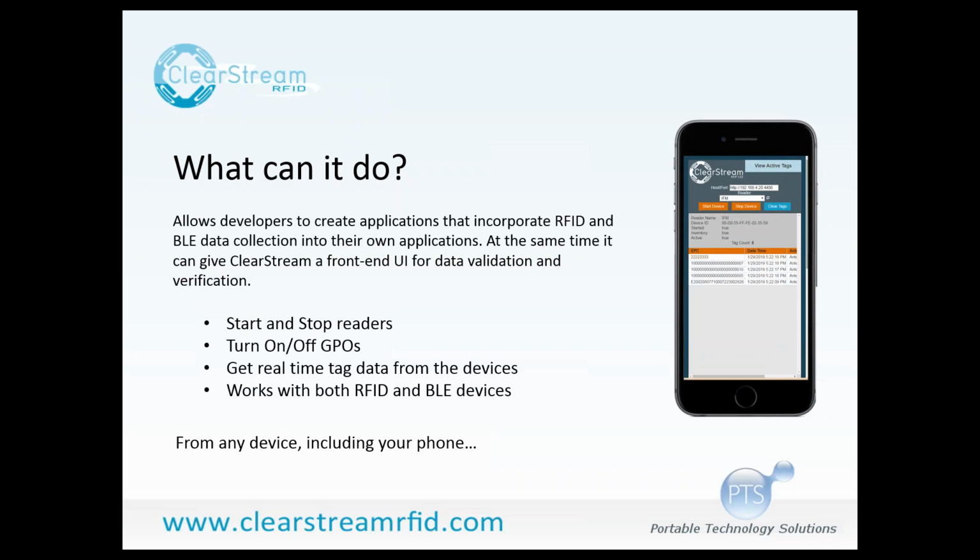So that data is being collected and displayed to the user that's actually testing the UHF or HF or whatever technology they may be using, see that data as it happens. That's all available through this API to really extend the flexibility of how ClearStream can be used.